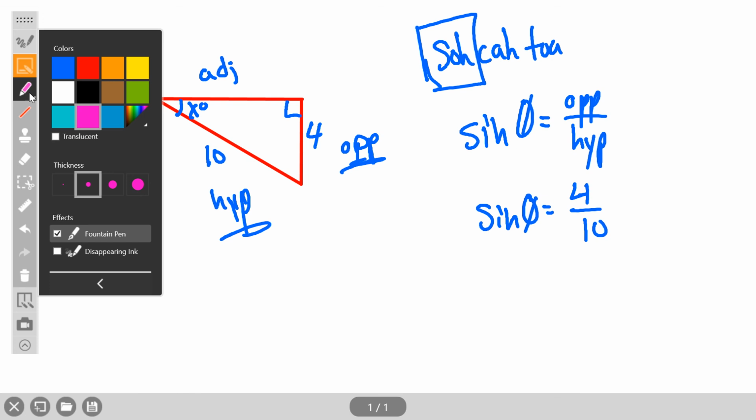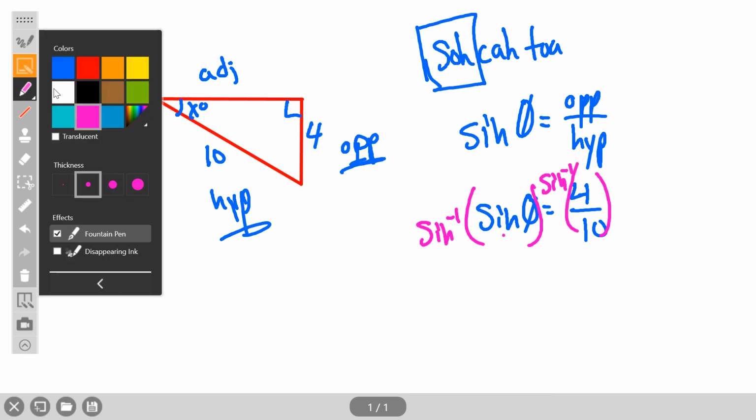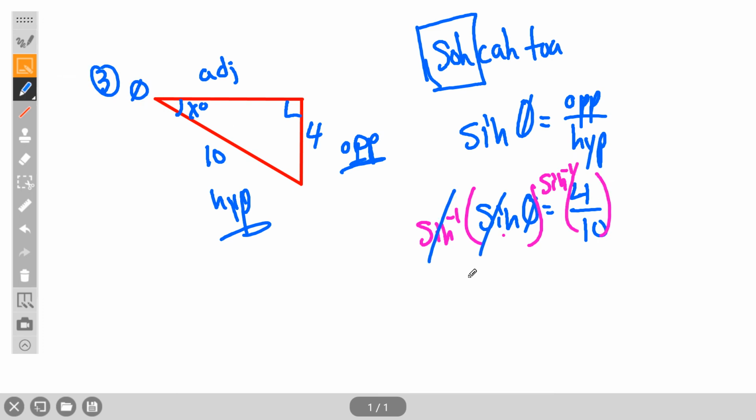Now I'm trying to figure out what this theta angle is, so I can get rid of the sine by taking the inverse. That will cancel it. I just need to make sure I take the inverse of the other side as well. So that cancels that, and I have theta is equal to the sine inverse of 4 over 10.